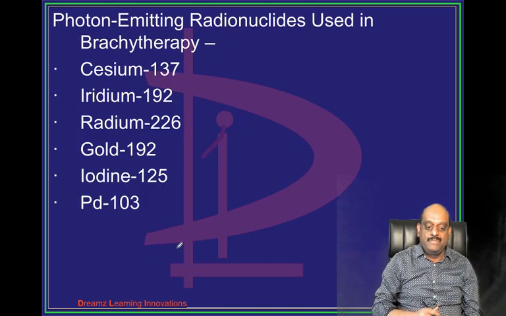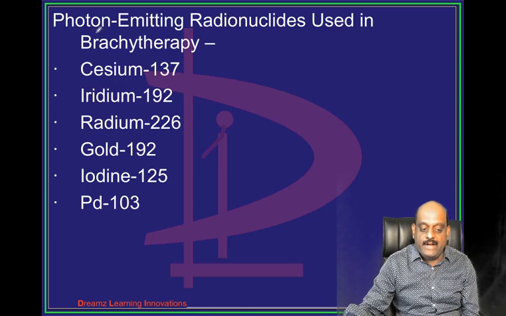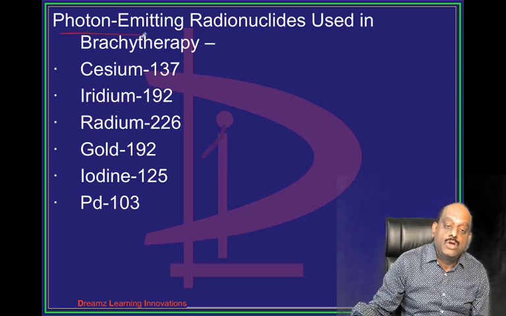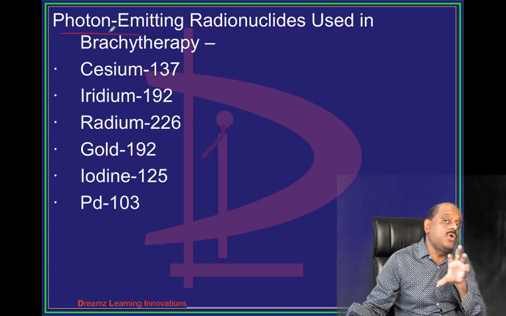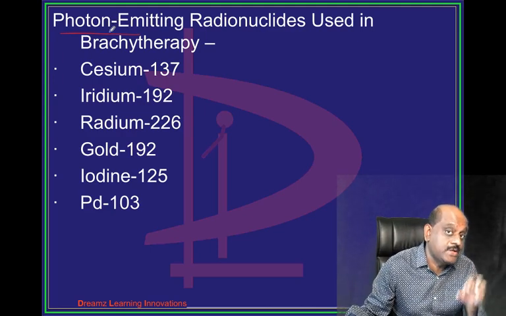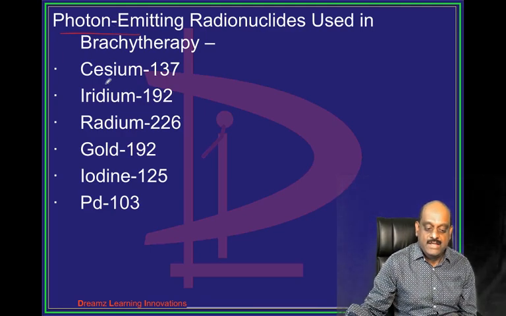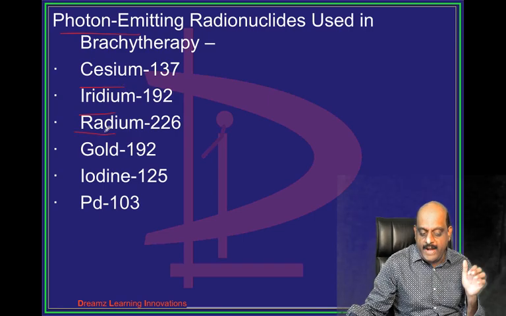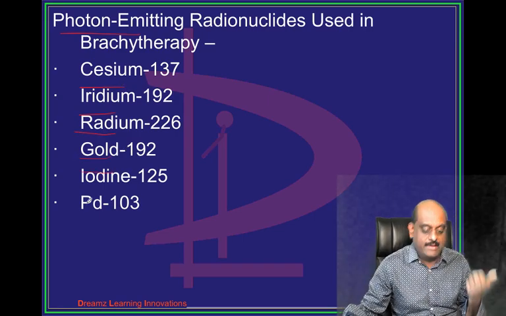Now, one of the favorite questions. What are those radionuclides which are used in brachytherapy? Cesium, iridium, radium, gold, iodine, palladium.